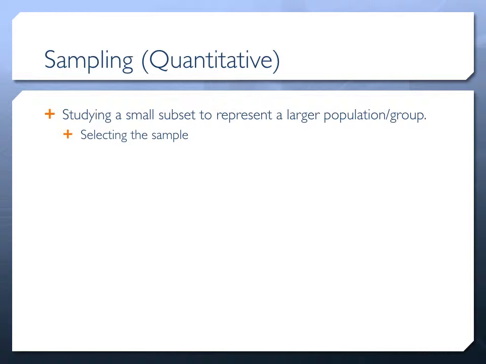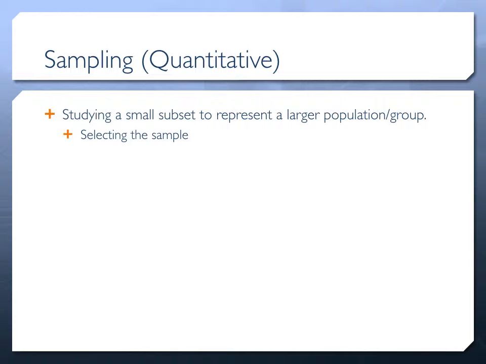Okay, let's talk a little bit about sampling, and these are various ways of sampling that we're going to discuss. The first thing I'd like to talk about is quantitative sampling. So again, we know quantitative to be related to numbers when it comes to our research, and this is studying a small subset to represent a larger population or group.